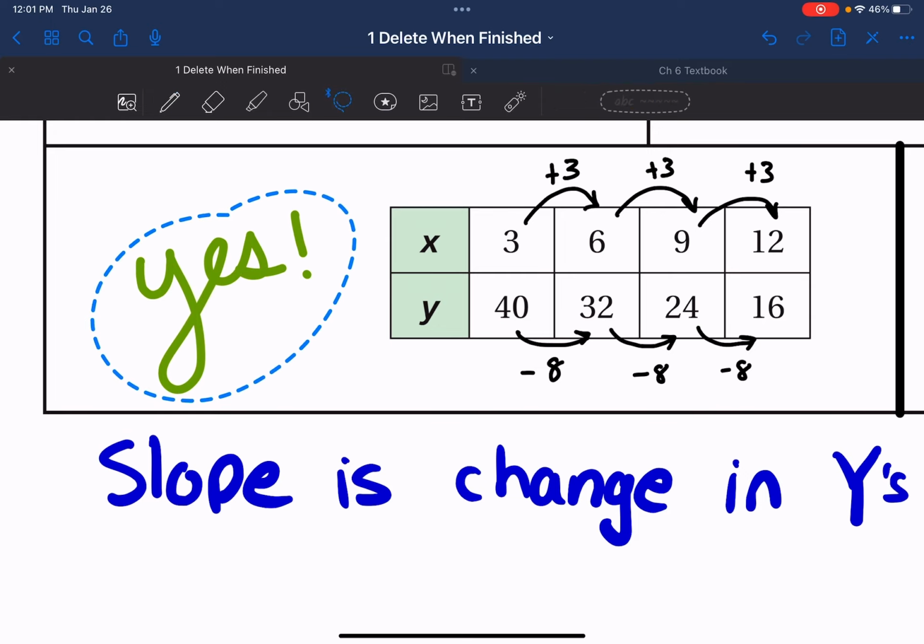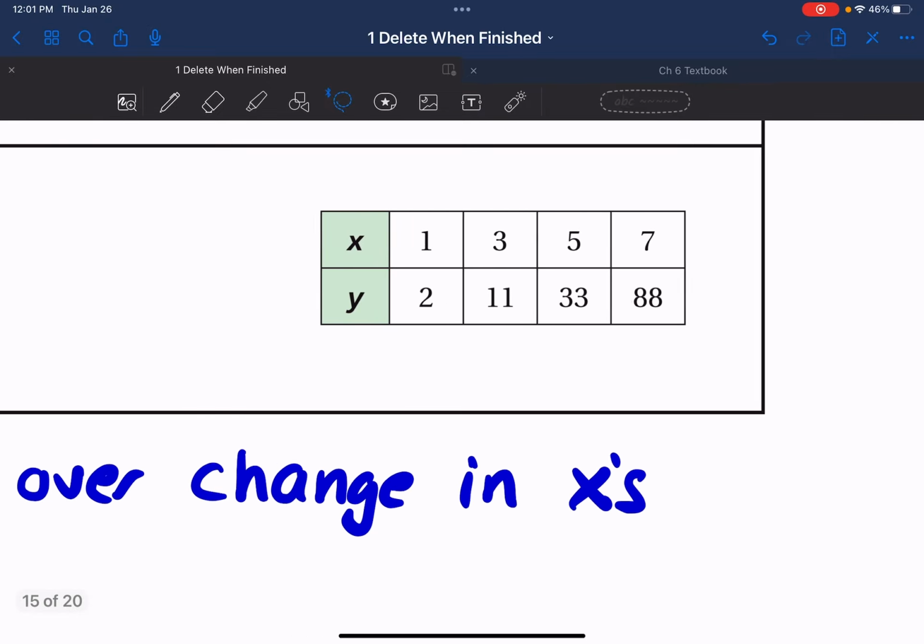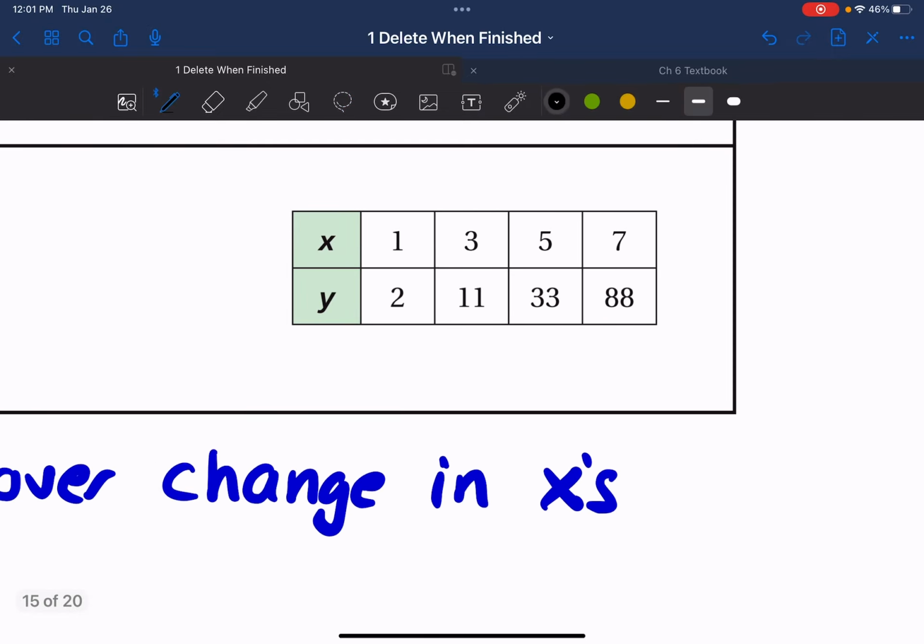Okay, let's go and look at the next one. Let's look at the pattern. 1 to 3 was plus 2. 3 to 5, plus 2. 5 to 7, plus 2. Okay, so far so good. 2 to 11, let me think, that'd be add 9.